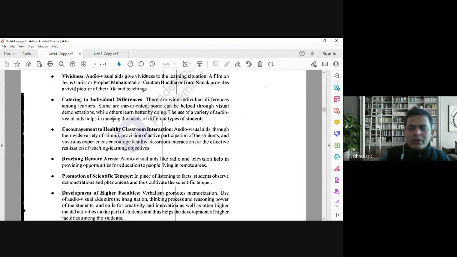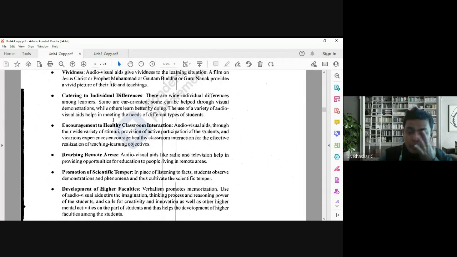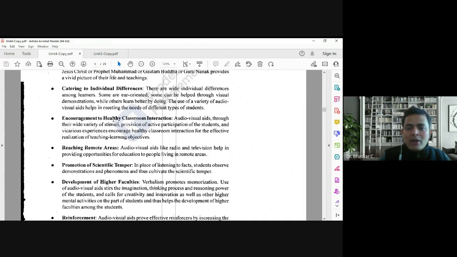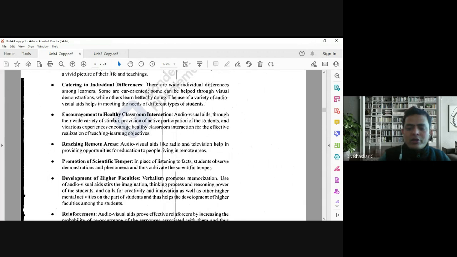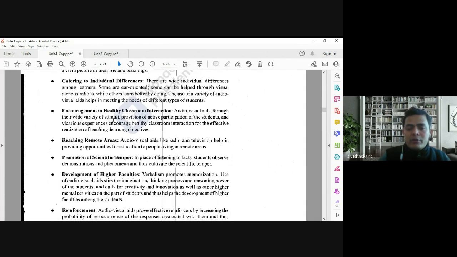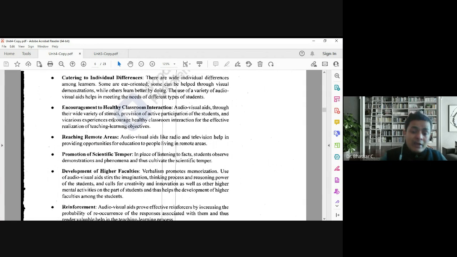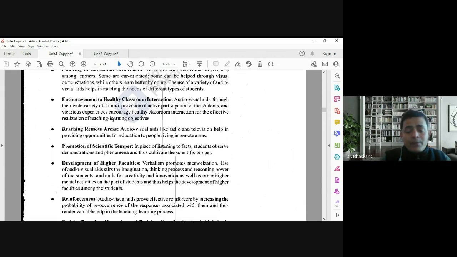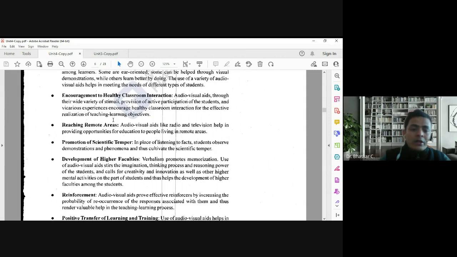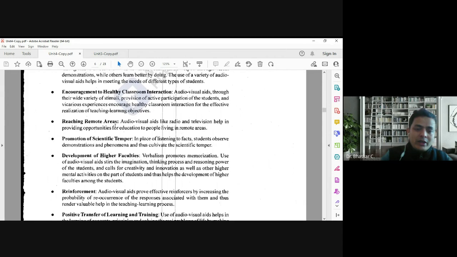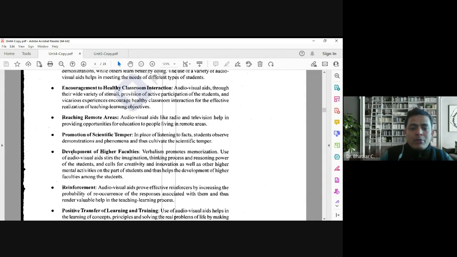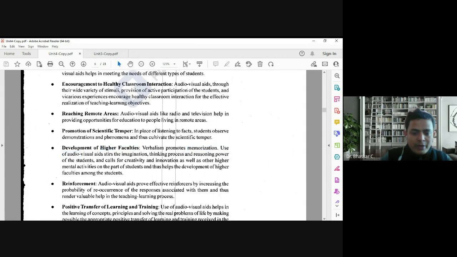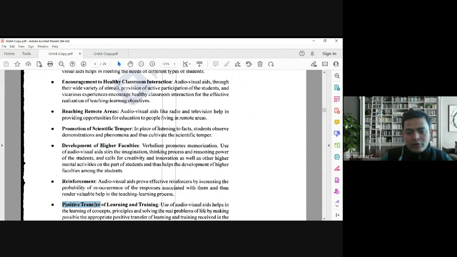Because all the learners should be promoted, they should be given the opportunity to interact. Otherwise what will happen is that only some smart learners, only some good learners, only some gifted learners will be able to understand the procedures. The rest will remain only observers, silent observers. Then what is the reach? Reaching to the remote areas, promotion of scientific temper, development of higher faculties, right? Reinforcement, positive transfer of learning and training.